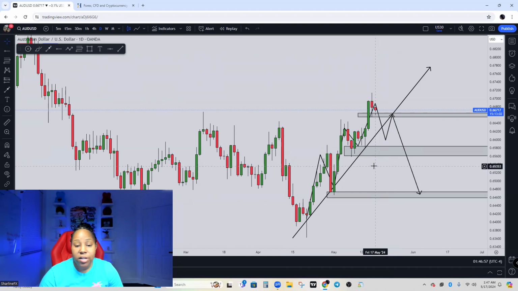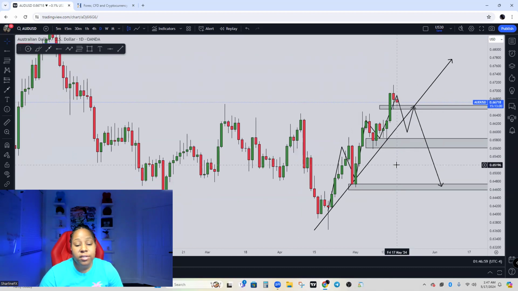Now, like I said, guys, there's a lot more detail that goes into it, but this is the meat and potatoes, the nuts and bolts of it.